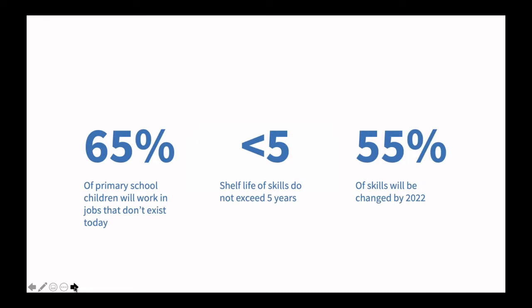If you look at these stats for a minute, you would see that the shelf life of skills that we have is less than 5 years now. 65% of primary school children will work in jobs that don't even exist today. So children who are growing up now will have completely different jobs. Gone are the days where everybody wanted to just become an engineer or doctor or lawyer. There are so many more jobs available and so many more skills that people can learn. And last one, 55% of skills will be changed by 2022.